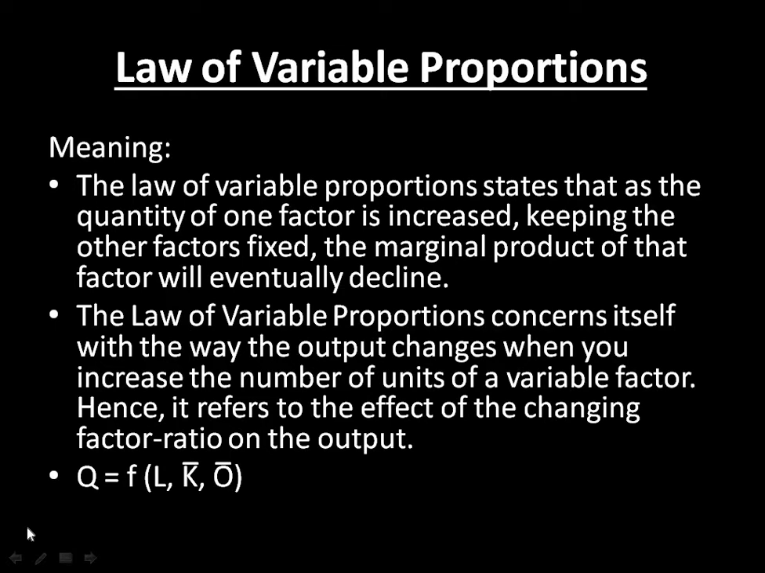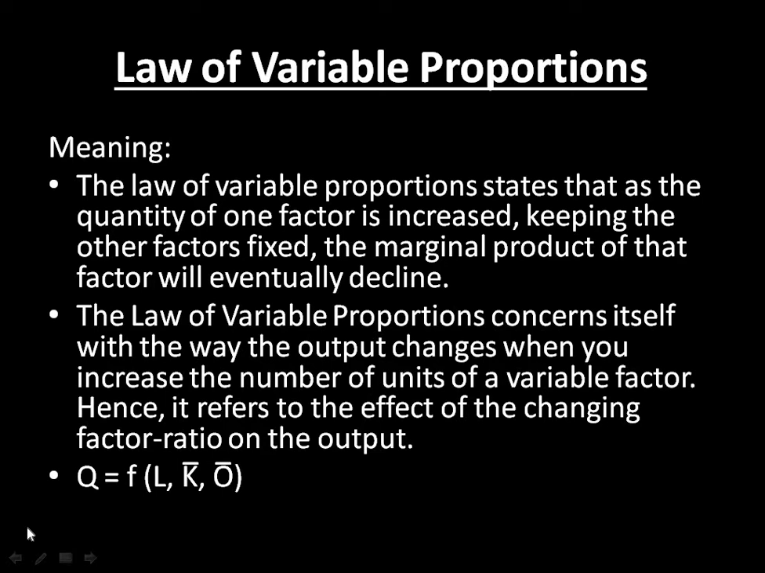The law of variable proportion states that as the quantity of one factor is increased, keeping the other factors fixed, the marginal product of that factor will eventually decline. The law concerns itself with the way the output changes when you increase the number of inputs of a variable factor. Hence, it refers to the effect of changing factor ratio on the output.